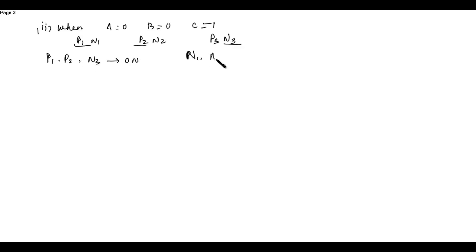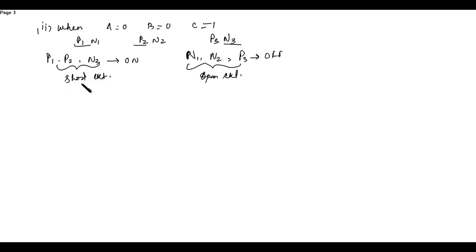N1, N2 and P3 will turn off. So again, this is represented by the short circuit. This is represented by short circuit, and N1, N2, P3, when they turn off, it is represented by open circuit.